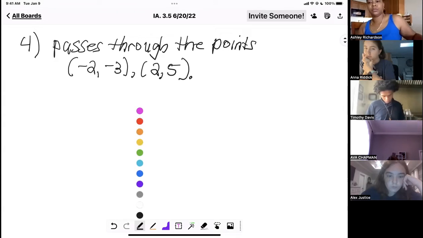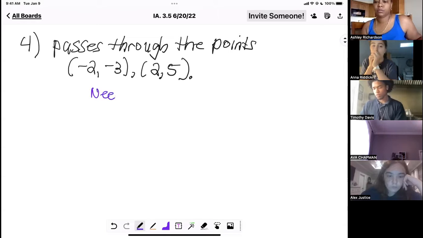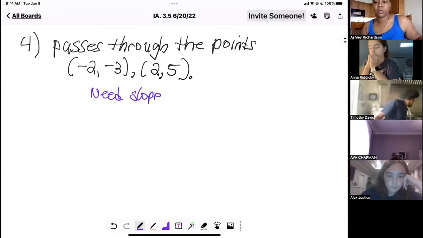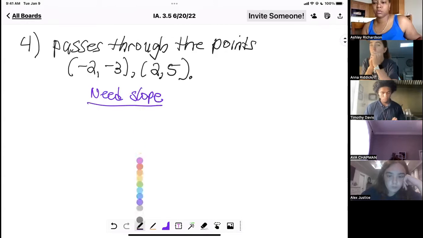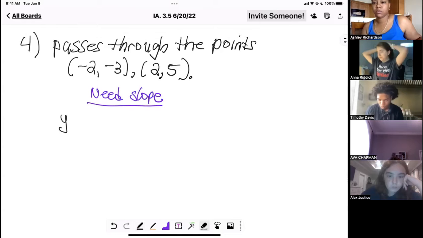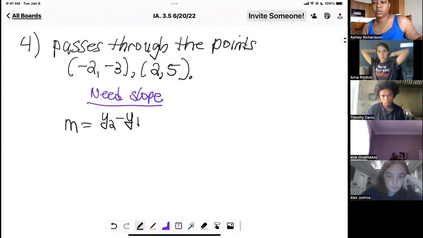Okay, first thing, I need slope. So we're going to find our slope. Let me write it down here. I'll put it under here. Oh, sorry. I'm at M. I was going to write Y because I'm supposed to be. Okay, M equals Y2 minus Y1 over X2 minus X1.